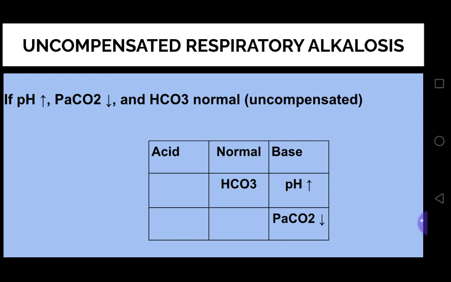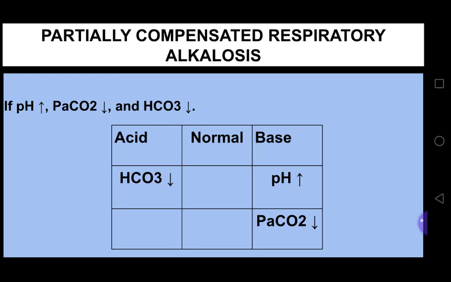Now coming to partially compensated respiratory alkalosis. In partially compensated respiratory alkalosis, we see that pH is increased and partial pressure of carbon dioxide is decreased. So this is respiratory alkalosis. However, bicarbonate level has gone down. So it has compensated for this respiratory alkalosis. However, it has not yet brought pH to normal. It has not restored pH to the normal level. So it is not fully compensated, it is partially compensated.